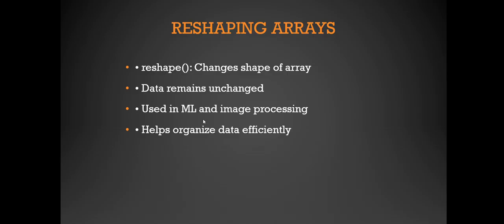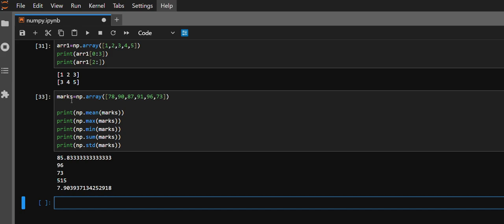And the next topic is reshaping. Reshape is used to change the shape of the array. A reshape changes the structure but not the data, which means if you have a 1D array, you can convert it into a 2D array. Data is not getting changed, only the shape of the array is getting changed. It is used in ML and image processing and helps organize data efficiently. Let us look into an example. We'll take this marks only and convert it into a 2D array.